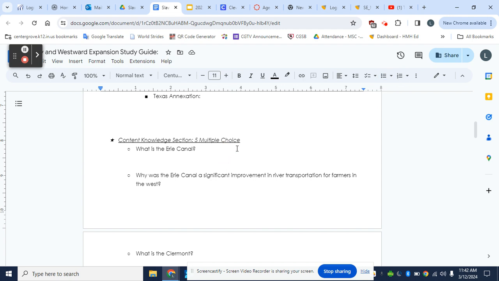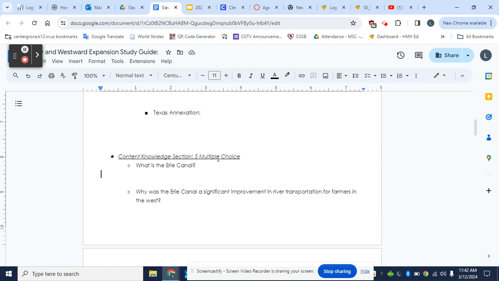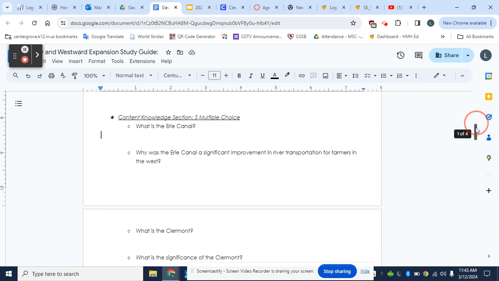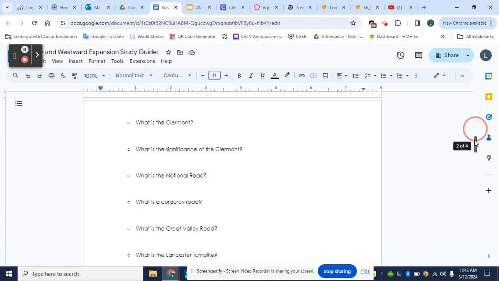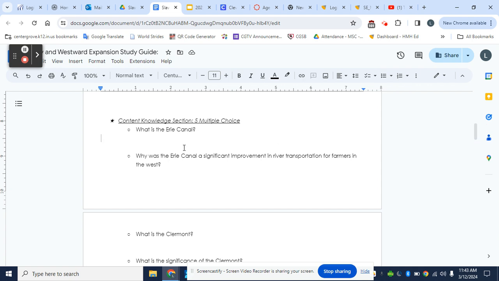All right, now the next part of this is the content knowledge section. So there are many questions in this section. However, on the test, there are only going to be 5 multiple choice questions in regards to this section. Okay, so some of these questions are helping you gain a deeper understanding of the thing. So you'll notice there's 1, 2, 3, 4, 5, 6, 7, 8, 9, 10, 11 questions in this content knowledge section, but there's only 5 multiple choice questions on the test. So this is helping you develop a deeper understanding of the information.